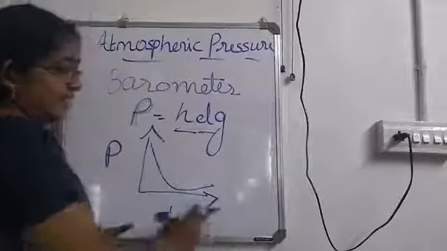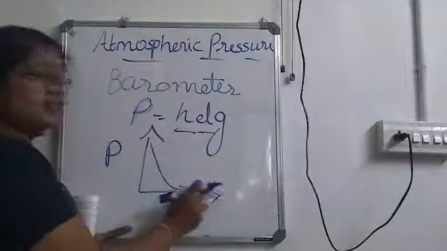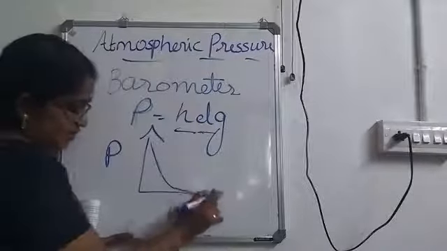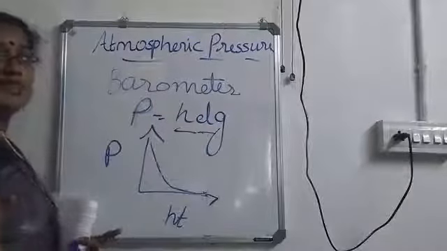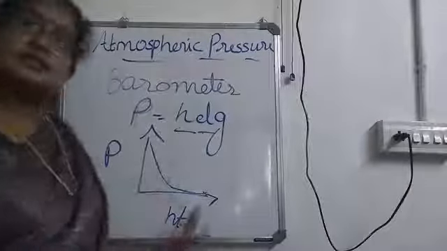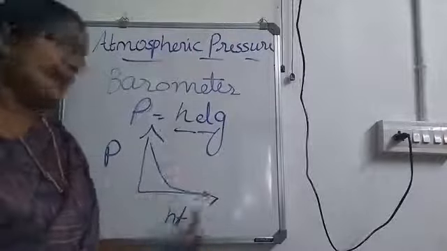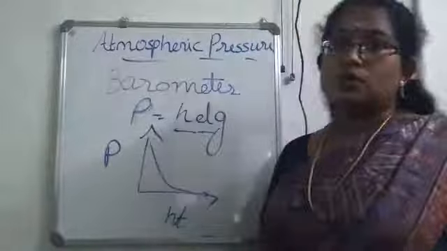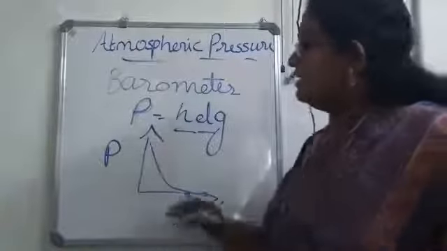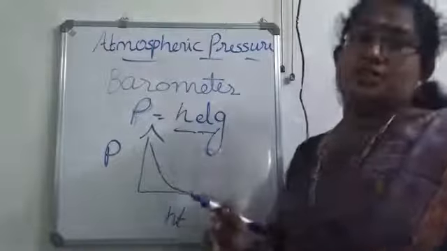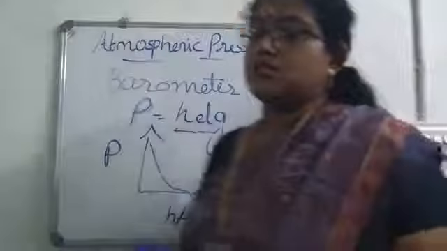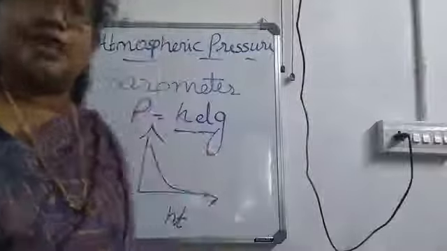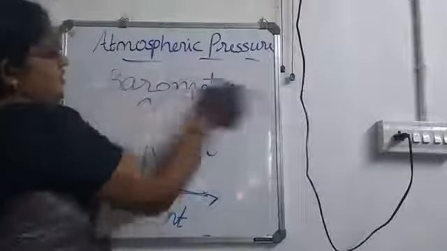So when height increases, pressure decreases. It will be going down and it touches here. This is the shape of the graph. So please consider this graph also with height. A graph showing the variation in atmospheric pressure with altitude. When altitude or height increases, pressure decreases. Okay, now two consequences of this decrease in atmospheric pressure are explained in your textbook.